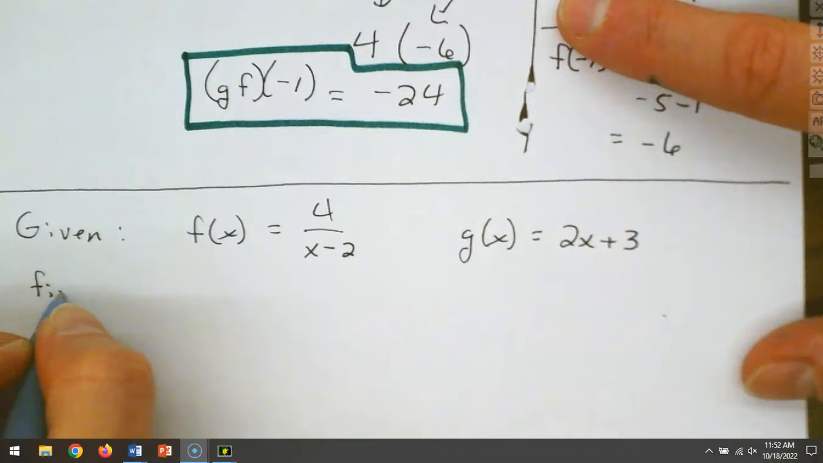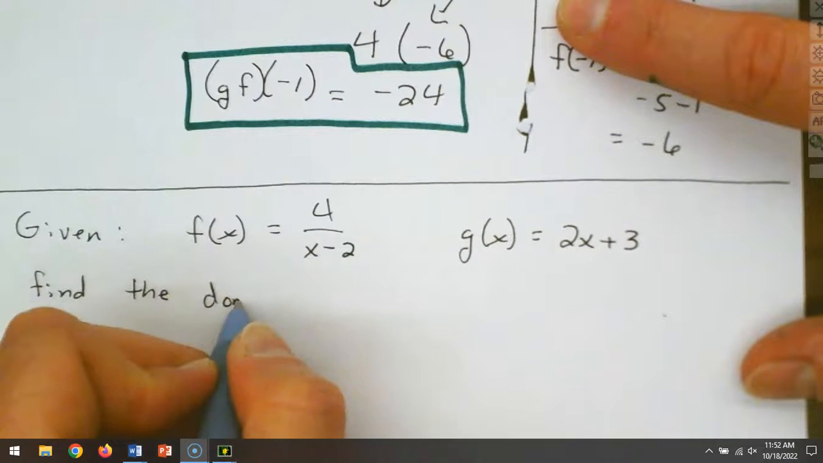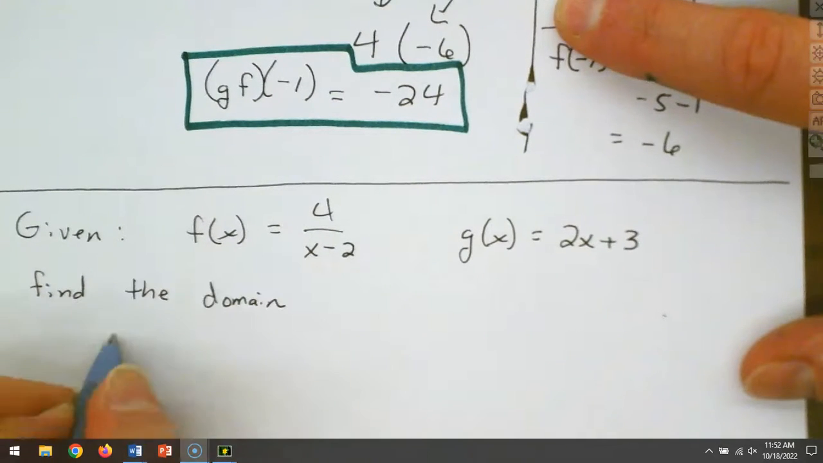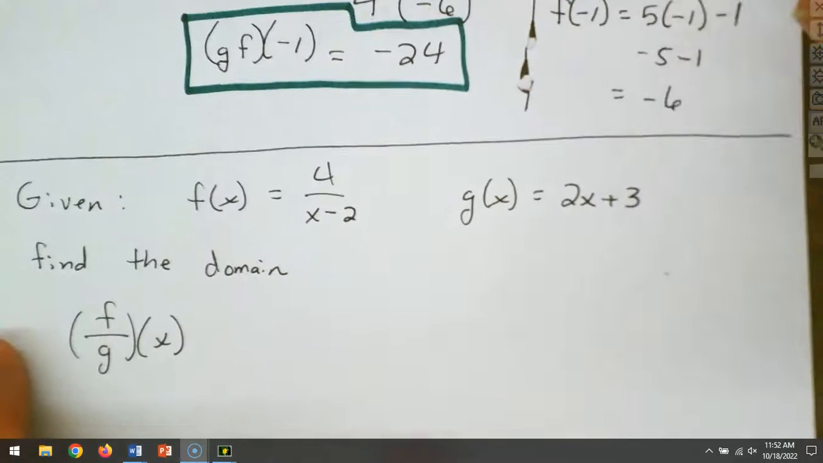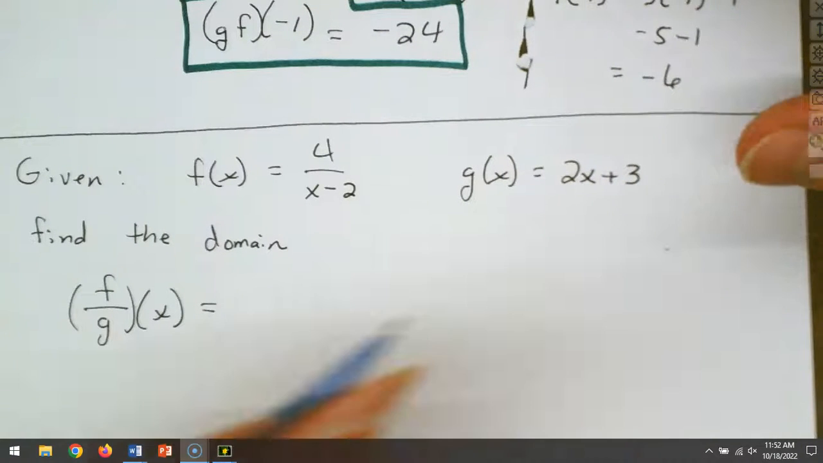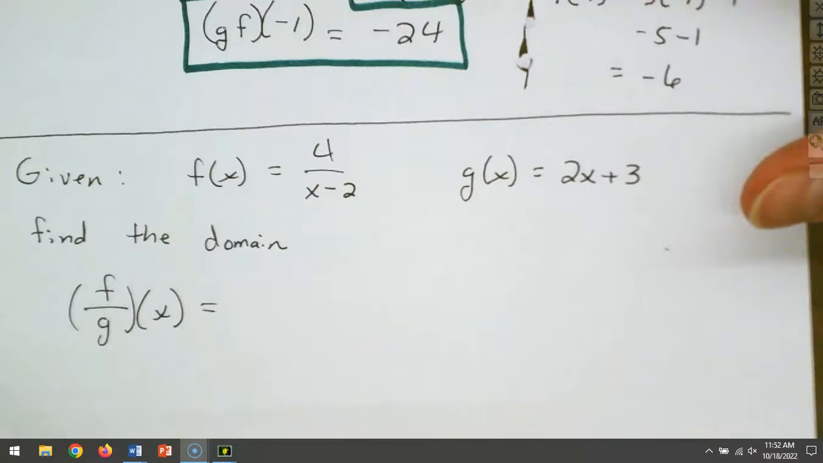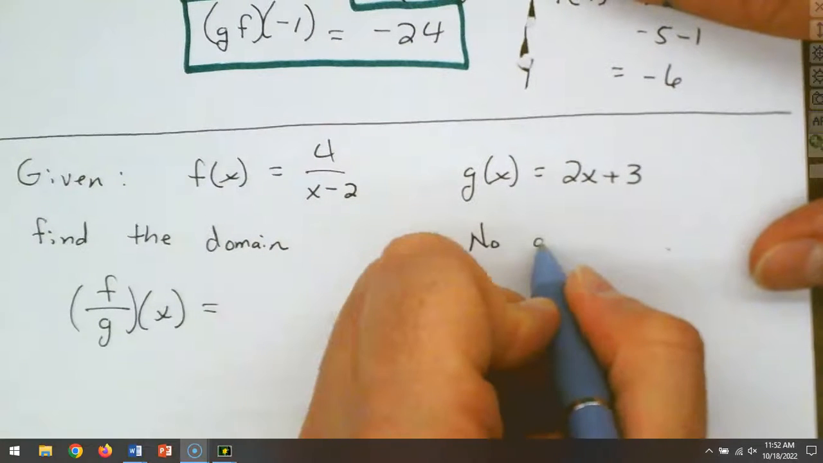And in this case, I want you to find the domain of f over g of x. Okay, now, when I talk about the domain, what does that mean? Domain means we have to take out the numbers that give you division by 0. So we need to find out where we have division by 0.